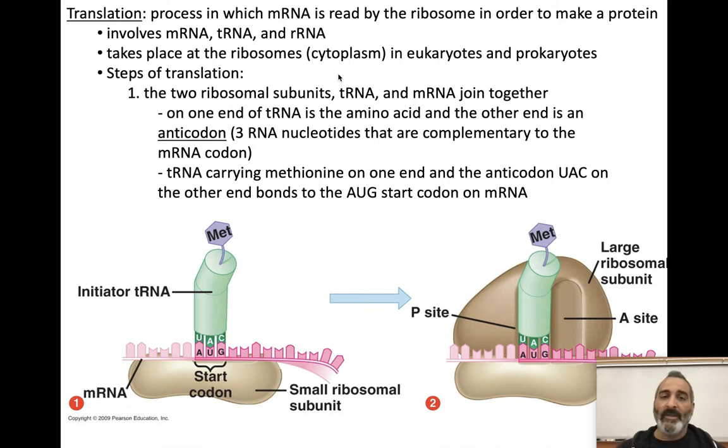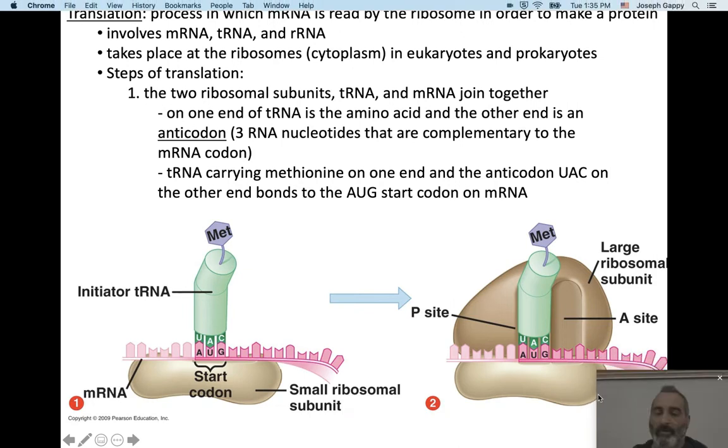Okay? Step 1. All right, let's talk about the steps. And in the steps, I'm going to explain to you some details. All right? Step 1 of translation: the ribosome comes together. So you have a small subunit and a large subunit. They come together. Okay, so a small one and a large one, they clamp together and they connect over the messenger RNA.